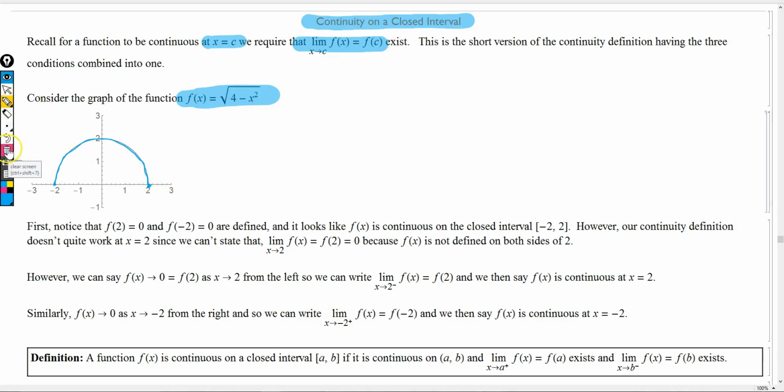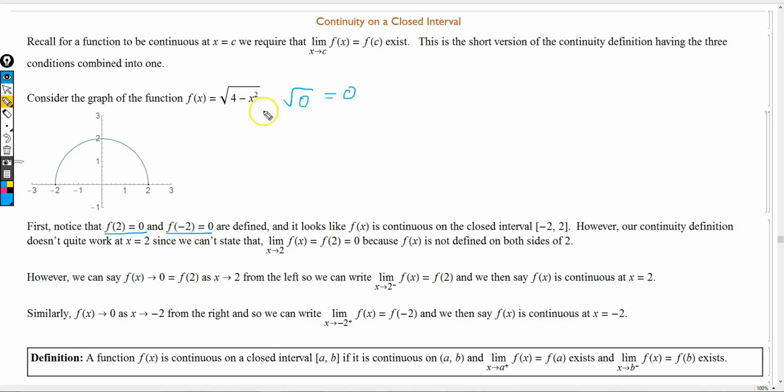So here's the issue. We notice that f of 2 is 0, right? If I put 2 right here for x, I get the square root of 4 minus 4. There's nothing wrong with taking the square root of 0. Square root of 0 is 0. And also the same for -2. If I put -2 in here for x, I get back 0. Now they're defined, and it looks like our function should be continuous on that interval from -2 to 2, and including -2 and 2, so the closed interval.